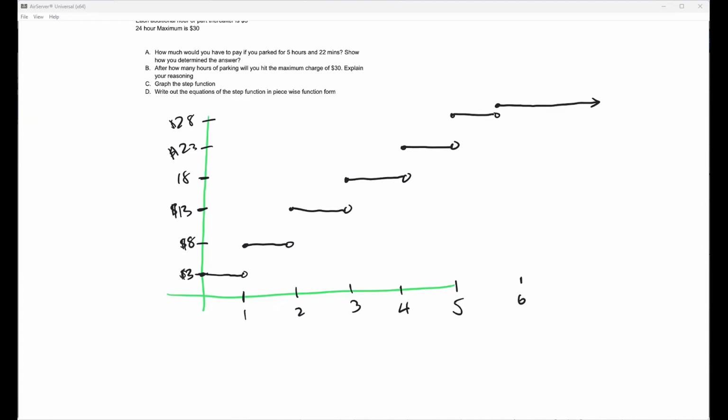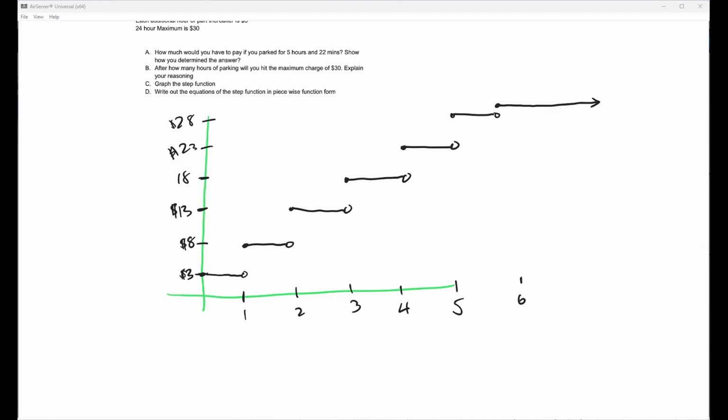Now, why wouldn't this work in this situation? Yes, there's a maximum, so it caps off somewhere at $30. But what happens in between? See how you have 1 hour in here? Let's say you park 1.5 hours. How much would you be charged? If you had the equation, it would be somewhere along this line, and that's simply not true. It would be somewhere between $3 and $8, or $8 and $13. So that's why the line doesn't work here.